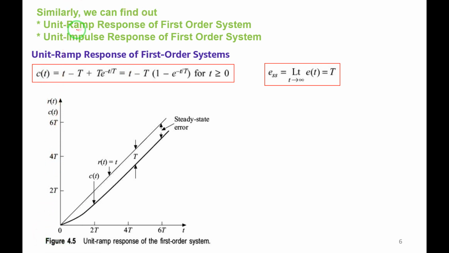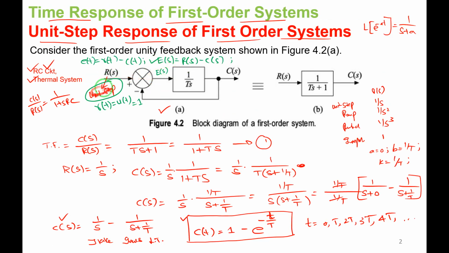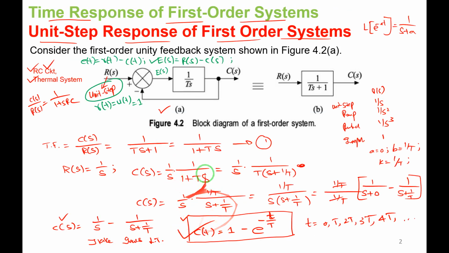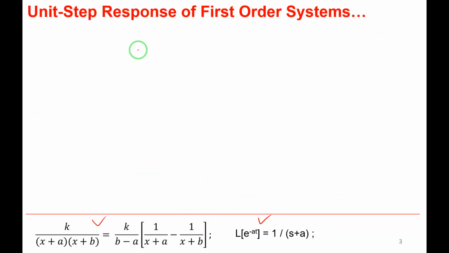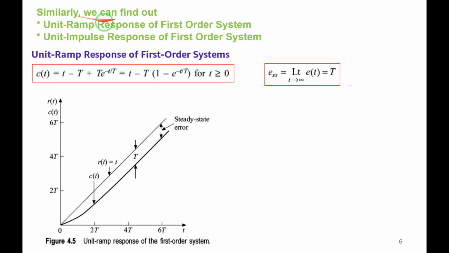Similarly, we can take the same system. Instead of unit step, apply unit ramp, unit parabolic, or unit impulse, and get c(s) or c(t). How we have obtained c(t) here, right? Similarly, we can find out the unit ramp response of the first order system, and the unit impulse response of the system, but the derivation is not there for you. We will not see the derivation, we will just have a look at the formula.